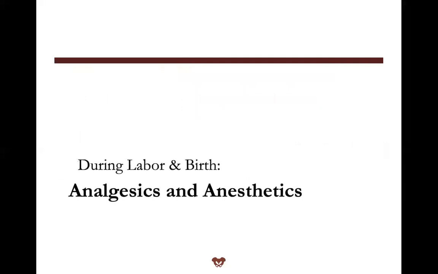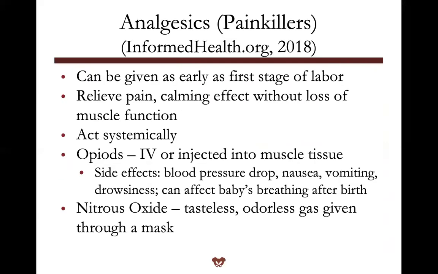So we're going to talk a little bit about analgesics and anesthetics used in labor and birth. Analgesics or painkillers can be given in the first stage. These relieve pain. They can have a calming effect, but without loss of muscle function. They do act systemically. Opioids can be given via IV or injected into the muscle tissue. There can be some side effects for mom and for the baby, so just good to be aware of. Nitrous oxide or laughing gas can also be used through a mask.